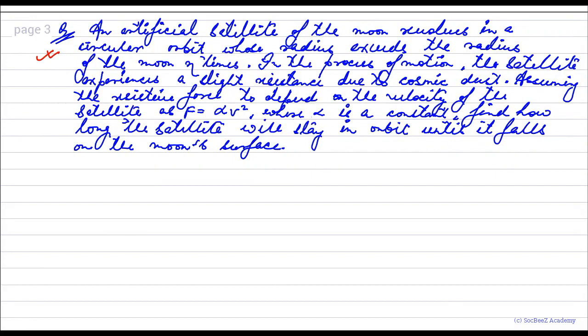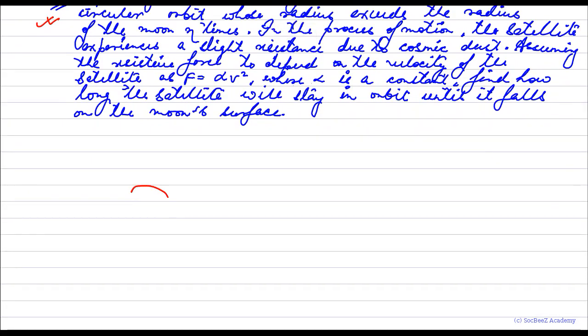An artificial satellite of the moon revolves in a circular orbit whose radius exceeds the radius of the moon η times. In the process of motion, the satellite experiences a slight resistance due to cosmic dust. Assuming the resistance force to be dependent on the velocity of the satellite as F = αv², where α is the constant, find how long the satellite will stay in the orbit until it falls on the moon's surface.